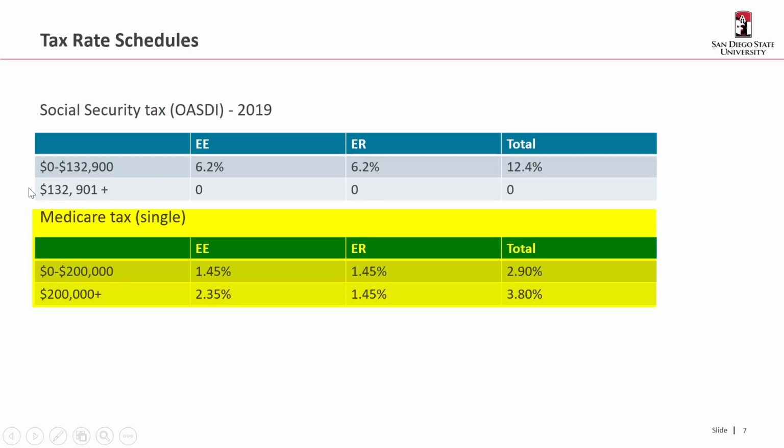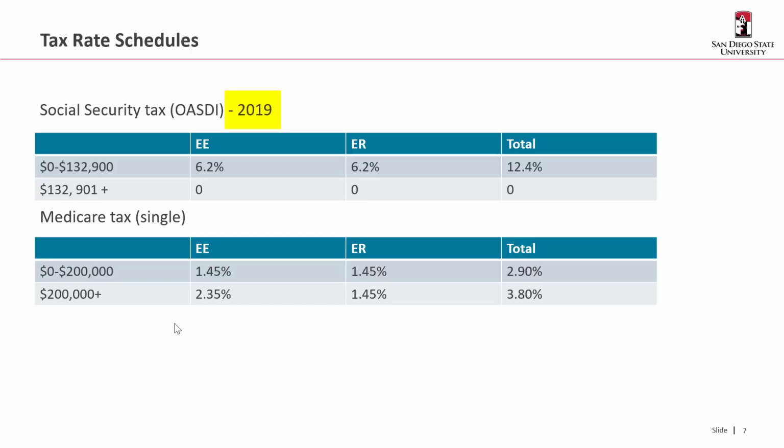Medicare, on the other hand, is 1.45 for each employee and employer. But then starting at 200,000 for a single taxpayer, 250,000 for married filing joint, the employee share goes to 2.35. That's an additional 0.9% tax associated with the Affordable Care Act.